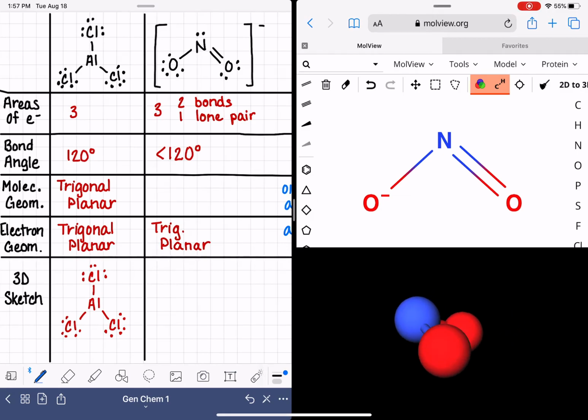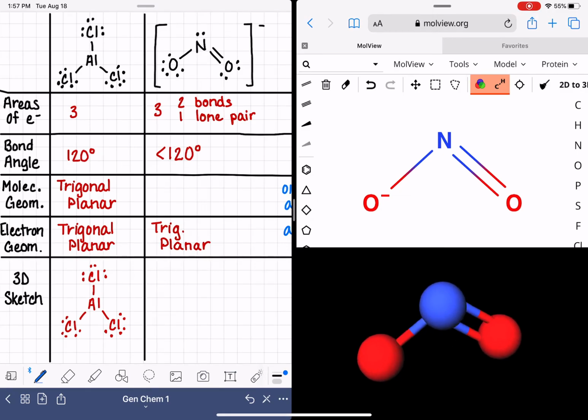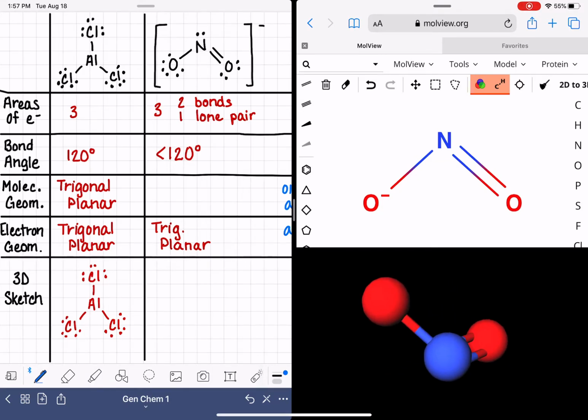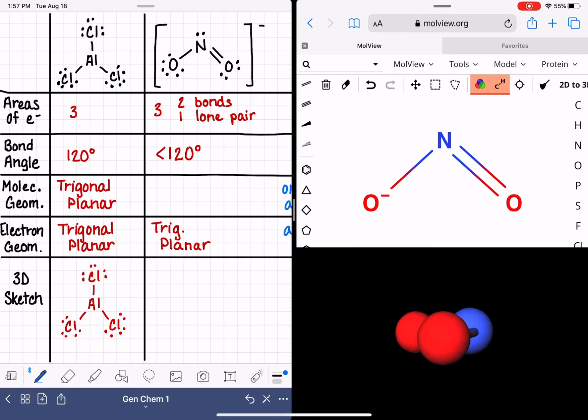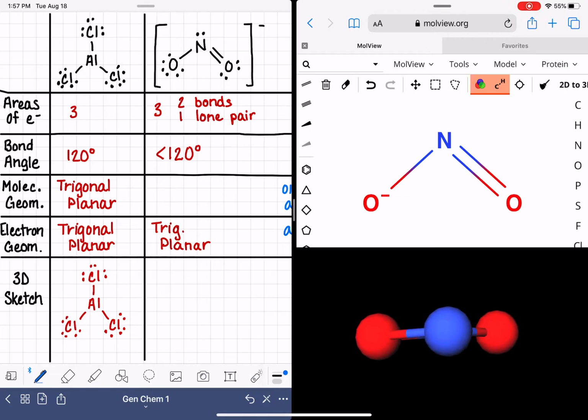So I already have this molecule built. If you're new to these videos, if you're jumping in right now, Mole View is a free website that you can use to model these molecules and gives you a chance to get an idea of what they look like 3-dimensionally. So as I'm rotating the nitrite around, you can see that all of the atoms are in the same plane. So this molecule is flat, just like AlCl3 was.